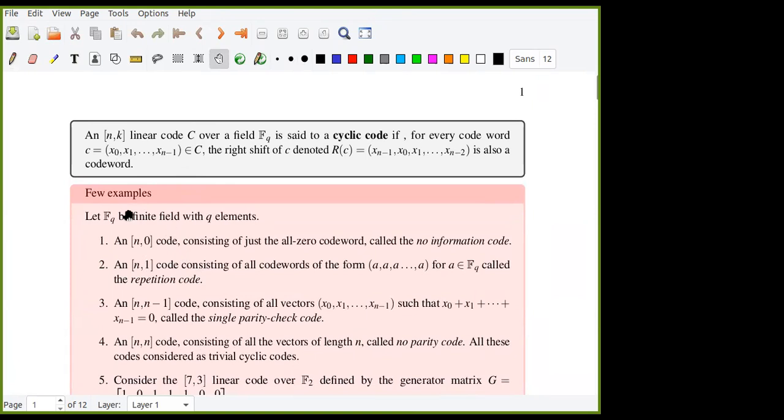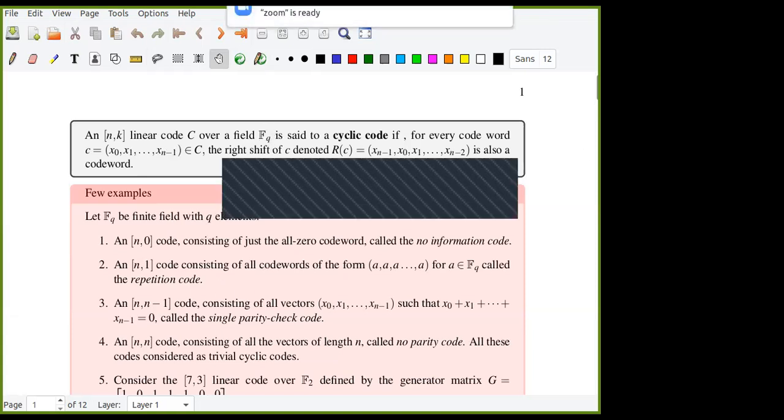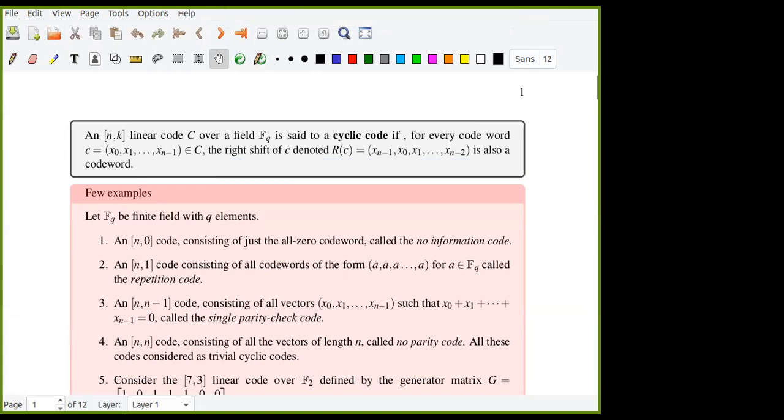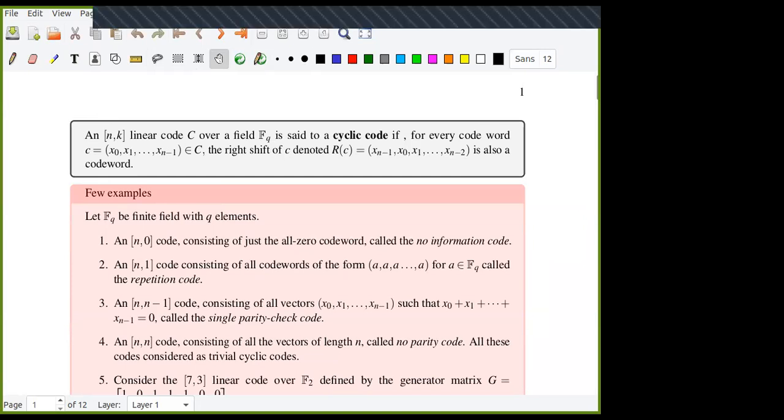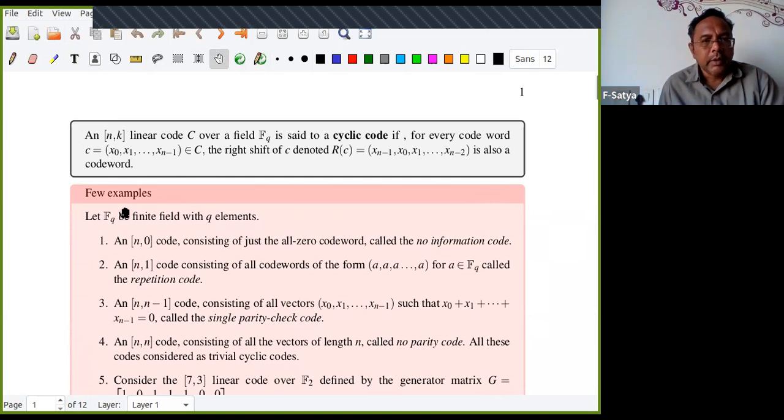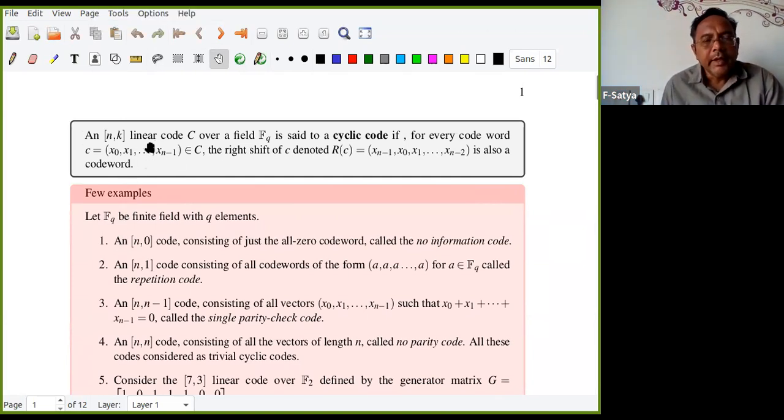Okay. So first of all, recall that an (n, k) linear code. Linear code means it is a subspace of F_q to the power n, correct? It is a vector space of F_q to the power n with a dimension k, right? That is what a linear code means.